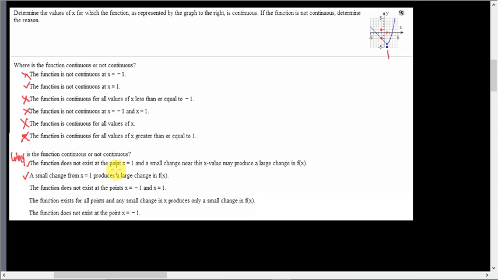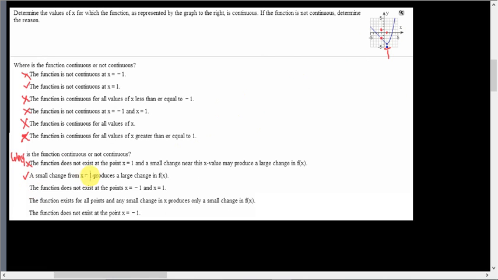The function does not exist at the point x equals 1, and a small change. Well, actually, it does exist at the point x equals 1. Well, I mean, here, this little blue dot here. I'm just going to shade it in. That makes it continuous. Or maybe I'll take that off, but that makes it continuous. It does exist at the point x equals 1, but it's not, in this representation, continuous. So the function does not exist at the point x equals 1? Well, that's not true then, because it does exist at x equals 1. And that's what that little blue dot is right there.